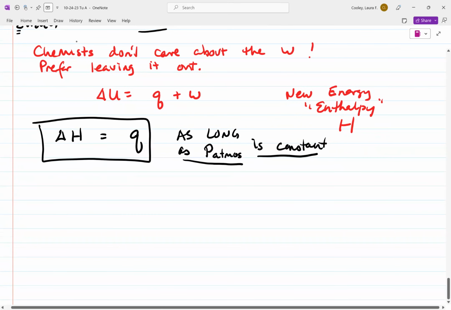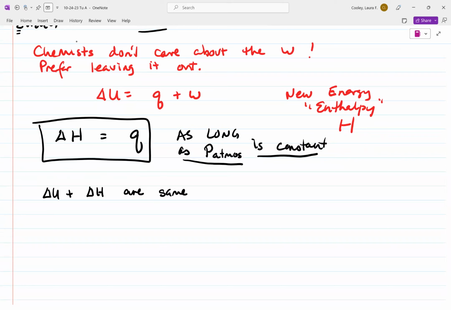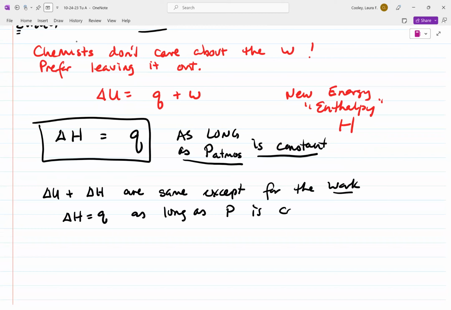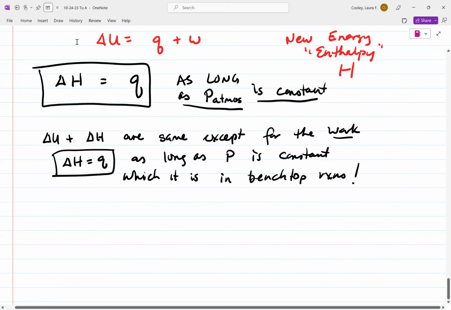Just think about it, that delta U and delta H are the same, except for the work, which is generally pretty small, and that this is exact as long as the pressure is constant, which it is in benchtop reactions. So this is what we chemists tend to use. So the delta U would be used for, I don't know, outer space stuff. Oh, no. Delta U is used.